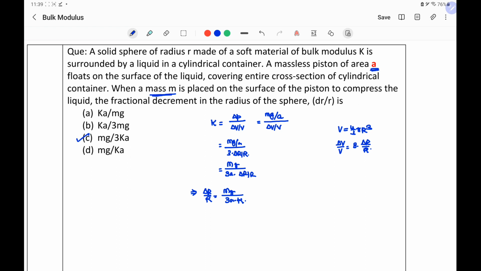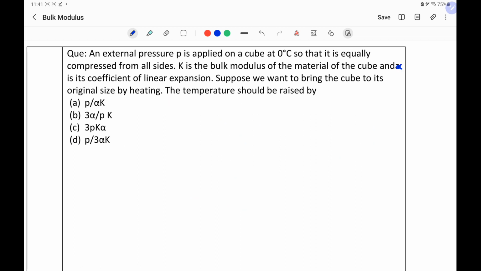Next question is, an external pressure P is applied on a cube at 0 degrees Celsius so that it is equally compressed from all sides. K is the bulk modulus of the material of the cube, and alpha is its coefficient of linear expansion. Suppose we want to bring the cube to its original size by heating. The temperature should be raised by.